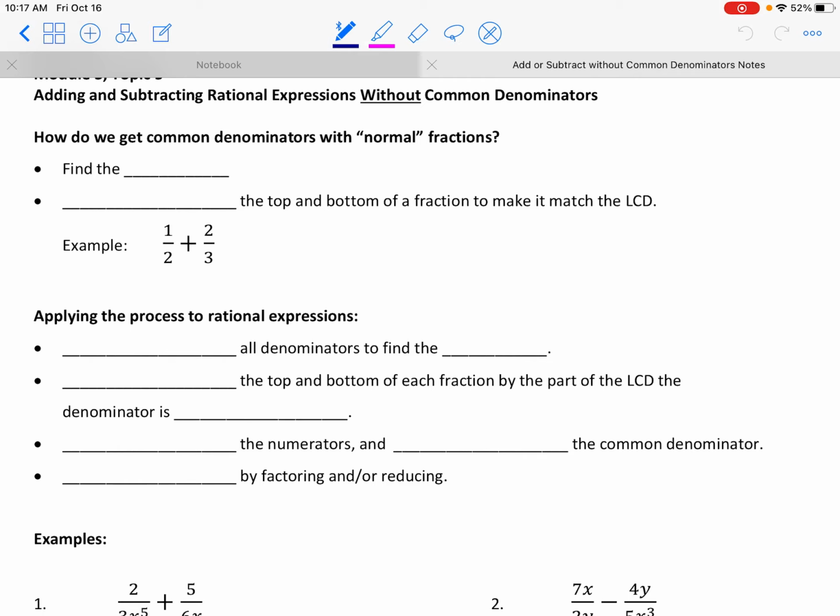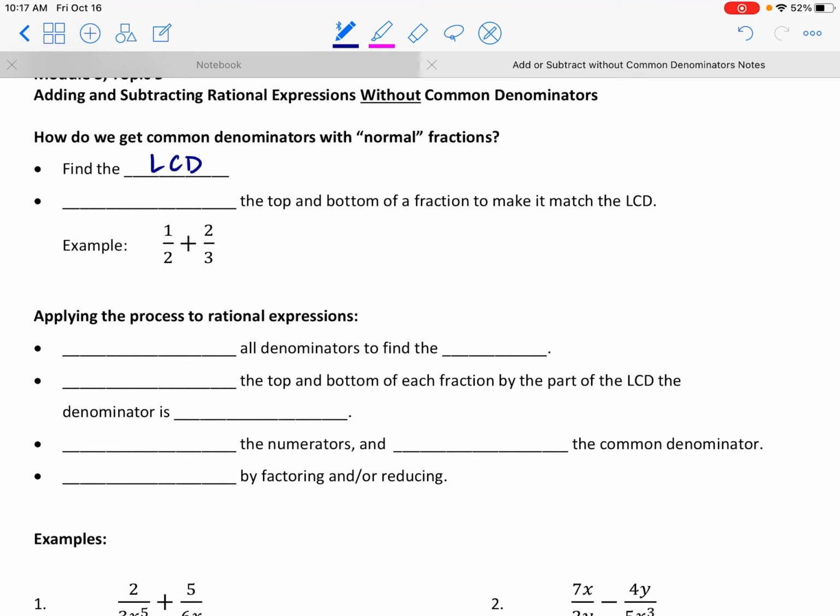So before we look at putting together the adding and subtracting, the finding the common denominator with rational expressions, let's just review how we get common denominators for normal fractions. We know that, for example, if we wanted to add a half and 2/3, I would have to start by finding that least common denominator. Now really any common denominator will do, but the least common denominator is going to be the goal, so that we have less reducing to do.